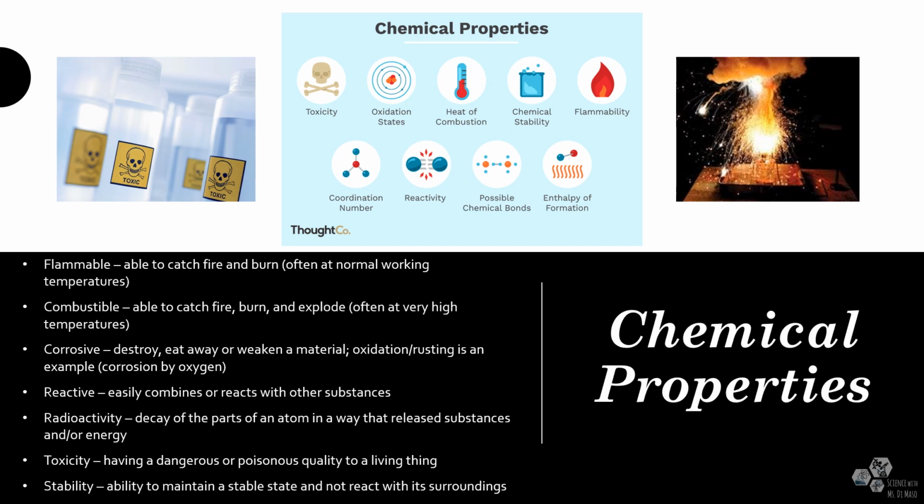Corrosive is anything that will destroy by eating away or weakening a material. So rusting and oxidation, that's a type of corrosion where oxygen is reacting with the metal and causing the metal to actually turn into a different substance, and it makes the metal weaker.